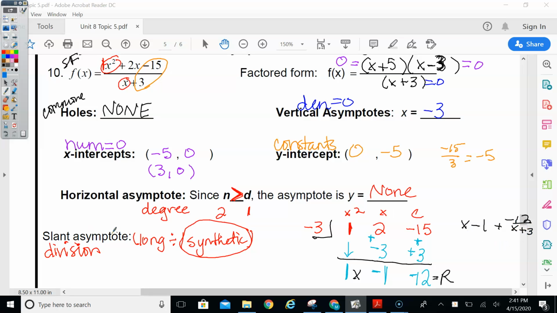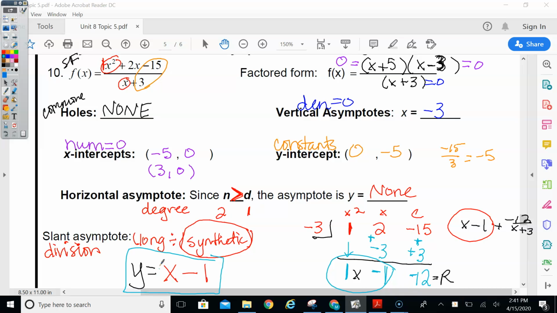However, for the slant, it only needs the whole part. It doesn't need the remainder. So the answer to the slant asymptote is just this part, x minus 1. We'll graph a slant one on the next page. This is what your slant asymptote ends up being. It's the whole part, not the remainder, when you do your division, either long division or synthetic division.